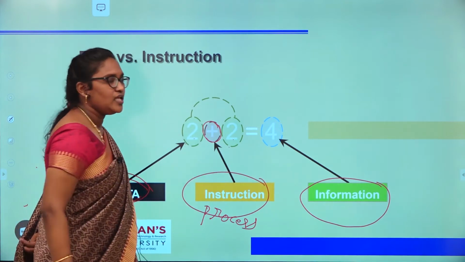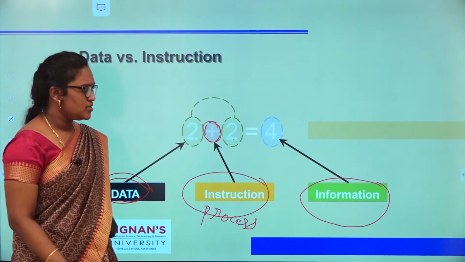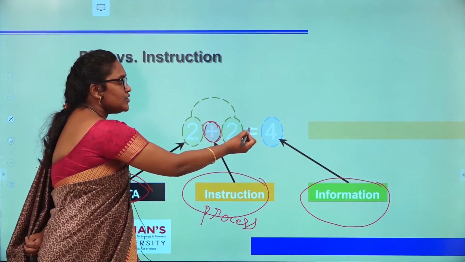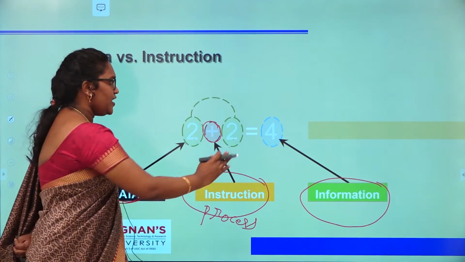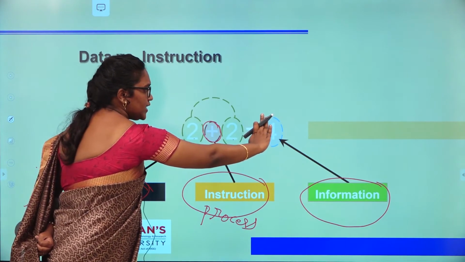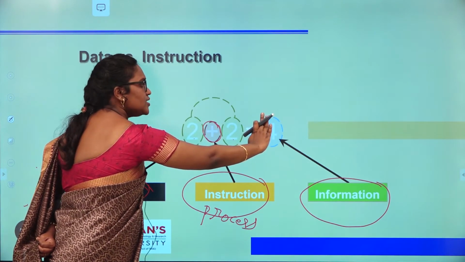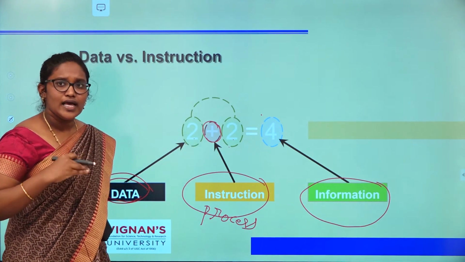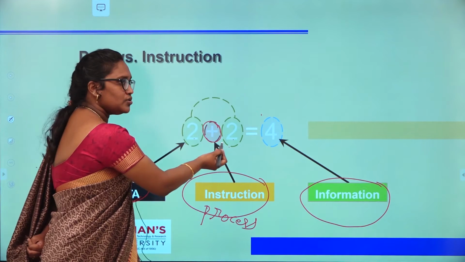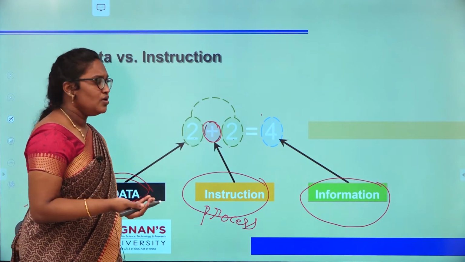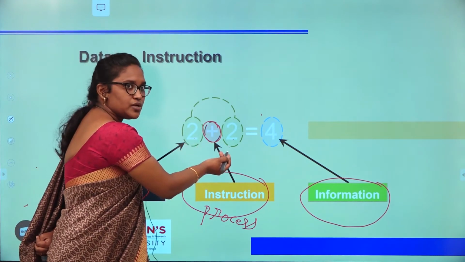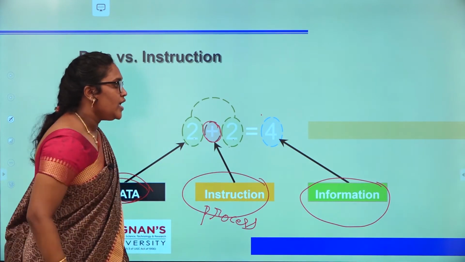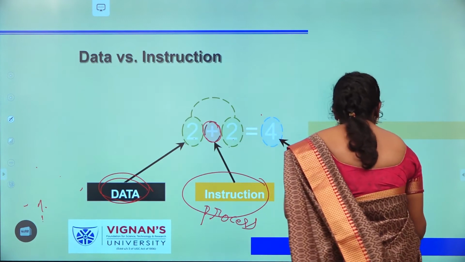Last one is information. Information means, see, 2 plus 2 is equal to 4. If we read out this particular sentence, this number, can you understand or analyze any meaning out of 2 and 2? You cannot, right? So here I am performing the addition between 2 and 2 and I am giving information. Information can also be called result.